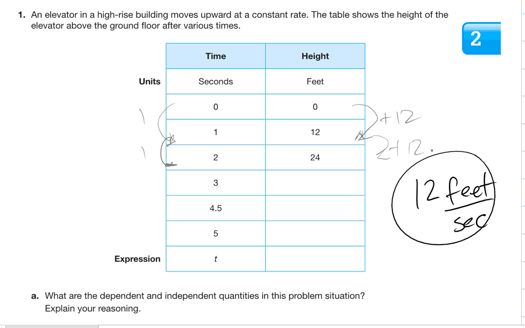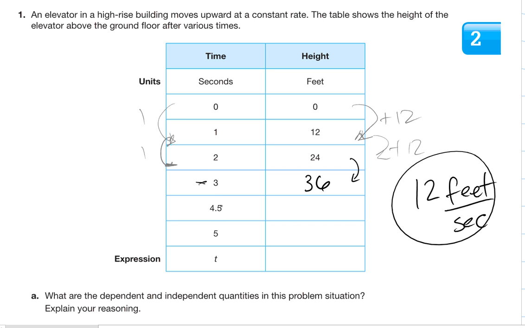Now if I want to continue completing this table, at 3 seconds, it's going to be 3 of those 12 feet. 3 times 12 is 36, or I could continue to add, right? So this is going to be 36 feet. The next one doesn't go up by 1. This is increasing by 1.5. I'm going from 3, not to 4, but to 4.5.